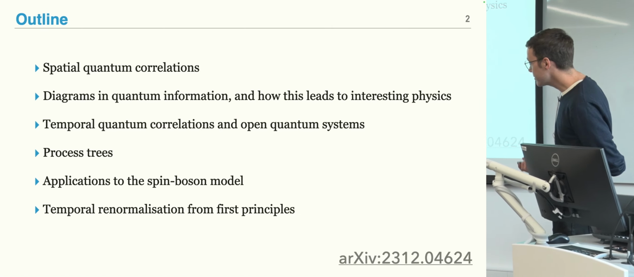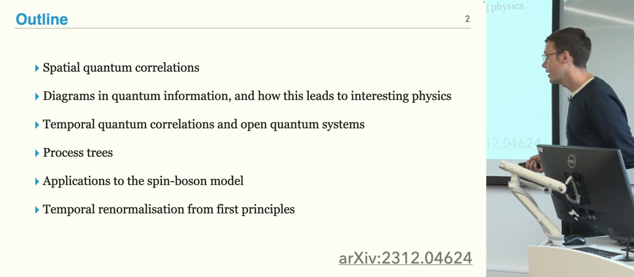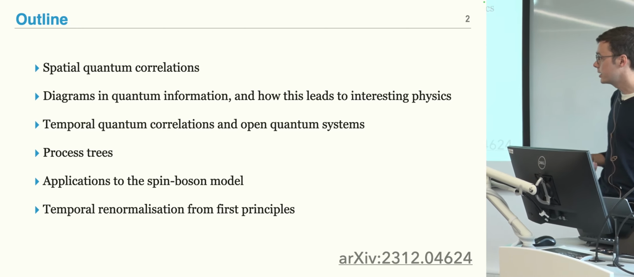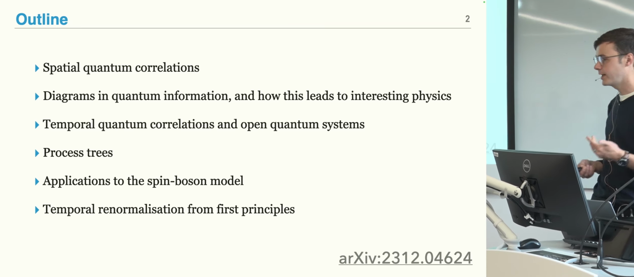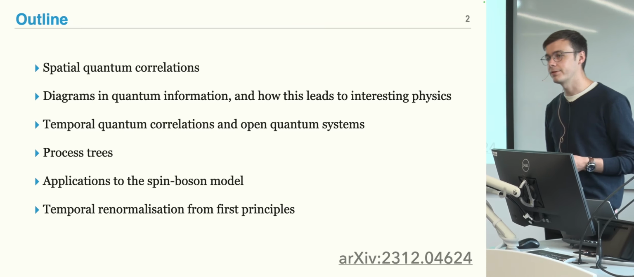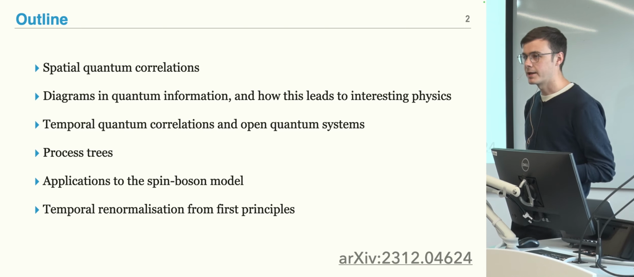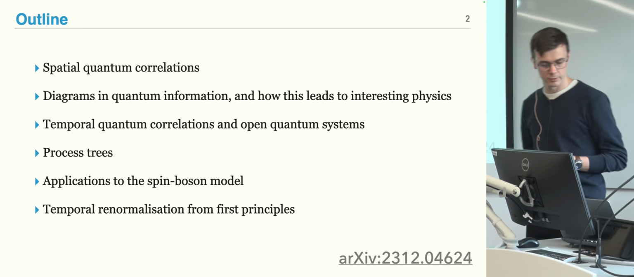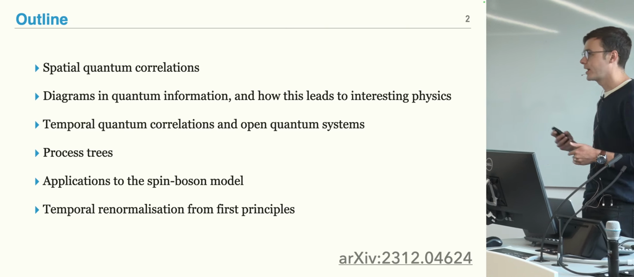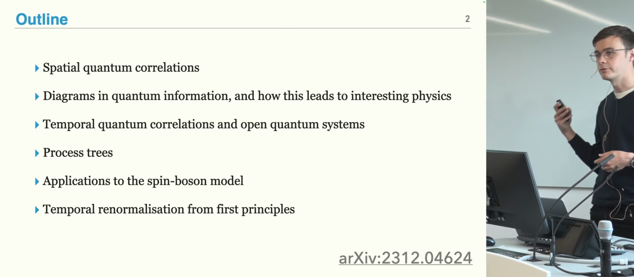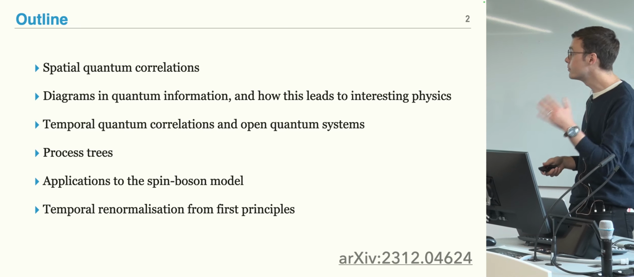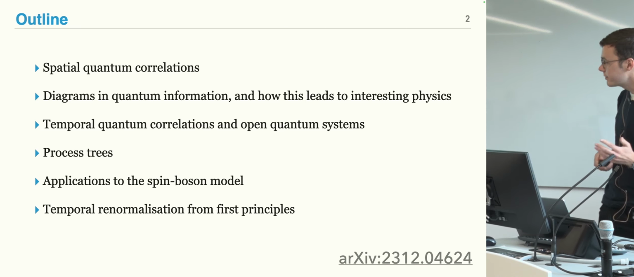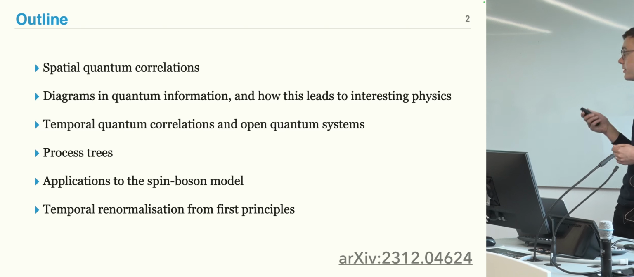So in terms of what to expect, I'd like to speak a little bit about quantum correlations generally and how these are structured, and in particular, a notion known as tensor networks in quantum information theory. So this is like a diagrammatic way of understanding quantum mechanics and quantum systems. And how the study of this leads you to understanding interesting physics about quantum matter. And then move on to how you can translate some of these ideas to the temporal domain.